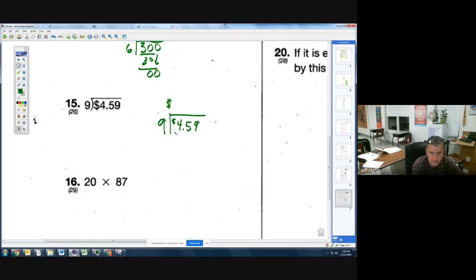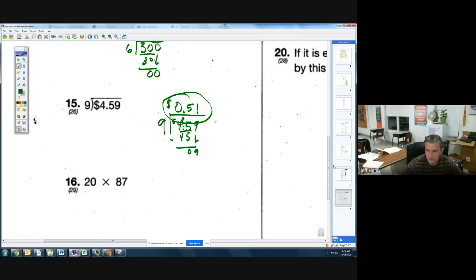So here we go. One thing you'll learn about decimals is we always bring it straight up from where it is in the problem here. So the decimal is going to go here. 9 does not go into 4, and 9 does not, well, it does go into 45. 5 times. I do my subtracting. I get 0 and bring down a 9. So 9 goes into $4.59 51 times.